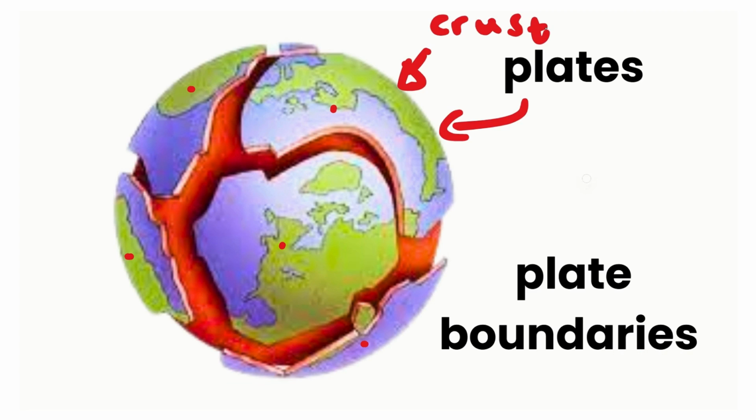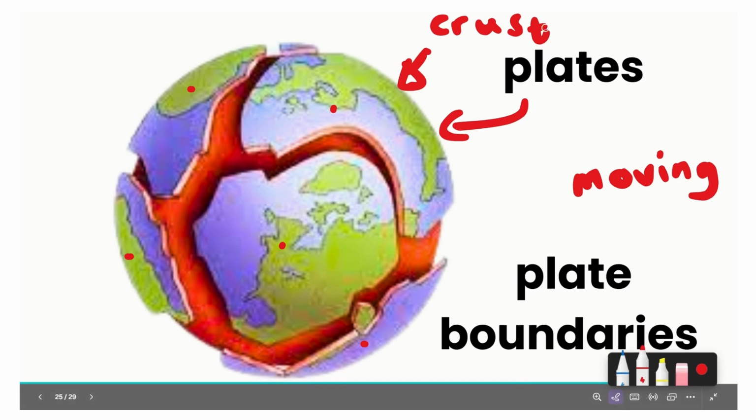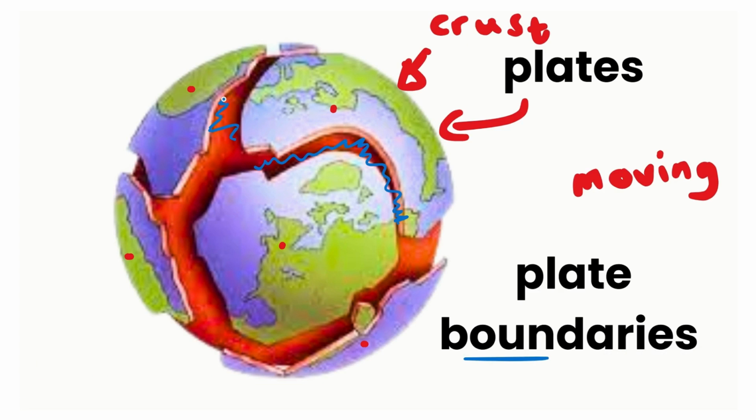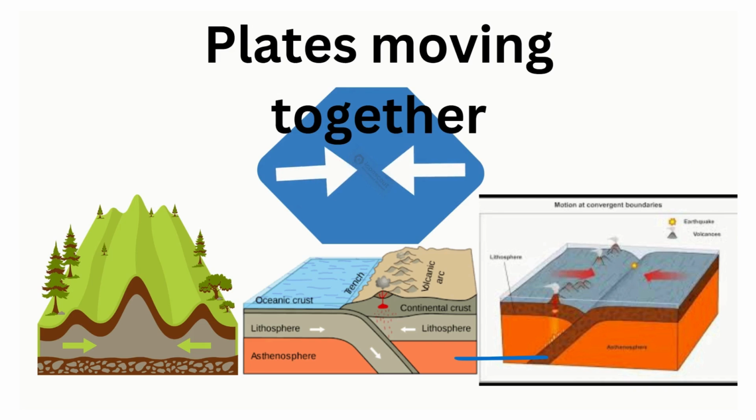And they are actually moving, and when they move, they bump each other. The place they bump each other is called the plate boundaries. So these plate boundaries over here are where the plates are moving either toward each other, away from each other, or past each other. When they move toward each other, they make a lot of mountains.